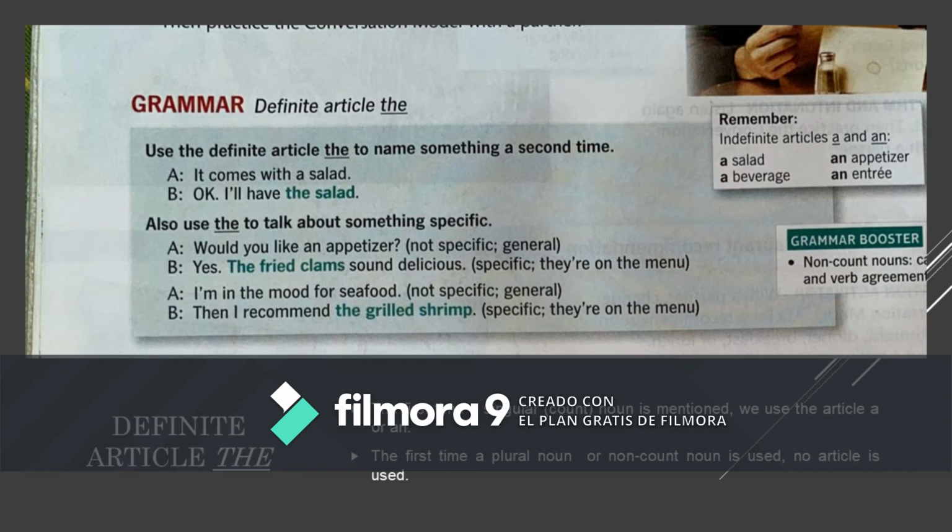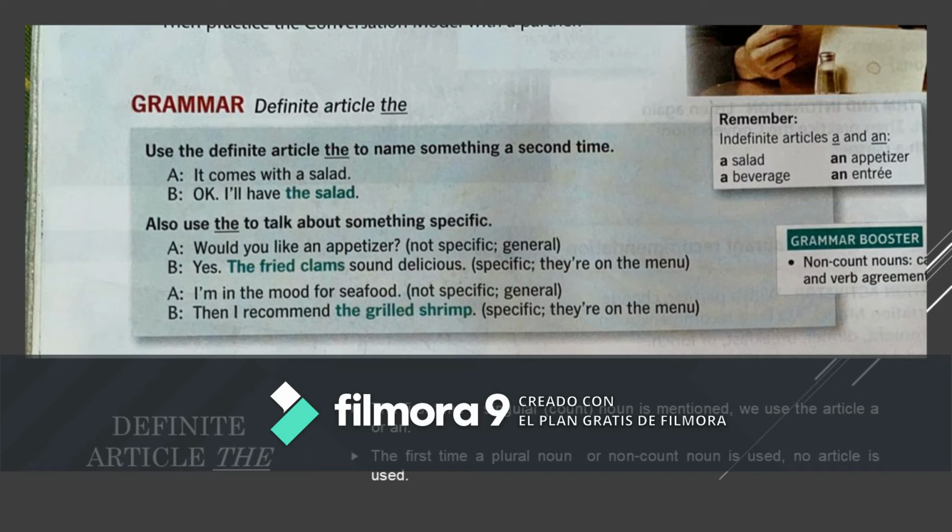Also, we have another example here that says, "I'm in the mood for seafood." So if you can see here, we are not talking about something specific. We are talking about something in general when I said seafood, right? Remember that when we are talking about seafood, we are talking about fish, crabs, or something like that. So the answer is, then I recommend the grilled shrimp. So here we are talking about something specific from the menu, right? So this is the only thing that you need to know about it.